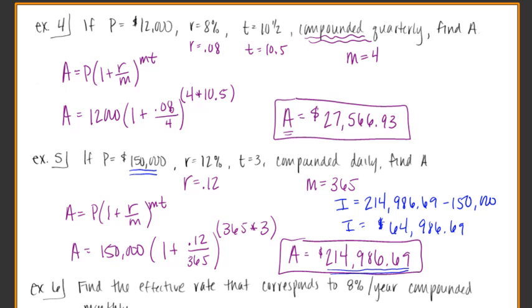Again, this is $150,000 you just give over to this loan or to this bank, and you just let it sit there. You don't add money to it, you don't subtract money from it, it just sits there. But for 3 years, it gained $64,000, basically $65,000. Not too bad for just 3 years.